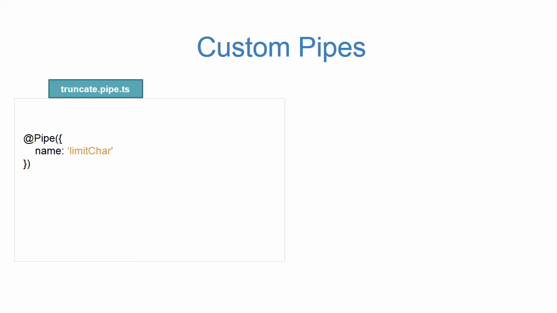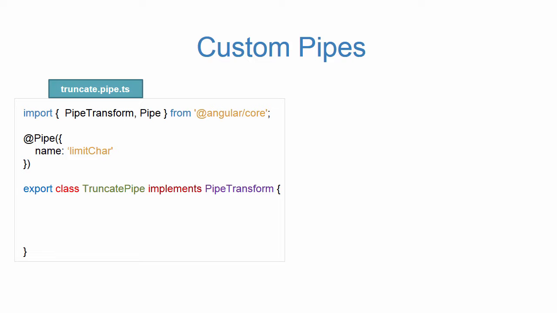Next, we need to import from Angular Core pipe transform and pipe. And now we can export a new class, creating a name that makes sense. And the purpose of this pipe is going to be to limit the amount of characters, so we'll name it truncate pipe. Then we say implements pipe transform. Implements is a keyword that allows us to use methods and properties inside of pipe transform. So inside of pipe transform, there's a method called transform, and this is the method that we'll use in order to create our new custom pipe.